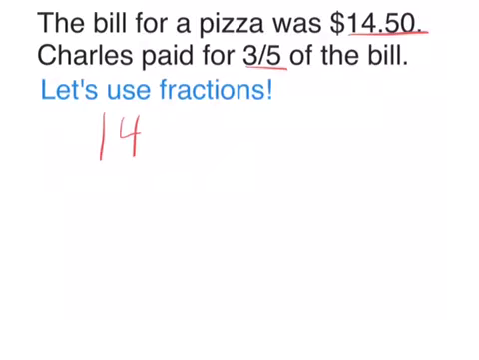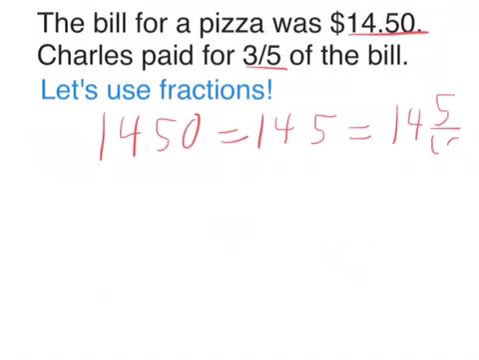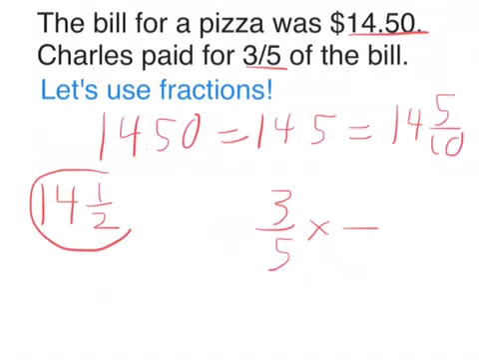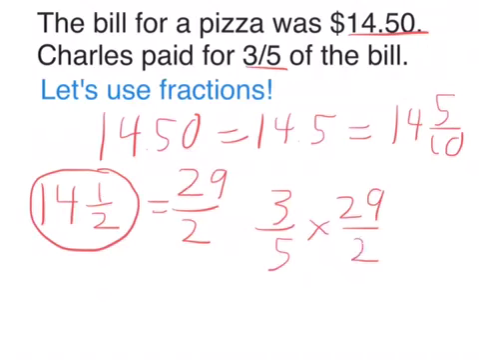So 14.50 equals 14.5, which equals 14 5/10. And we can simplify 14 5/10 to 14 1/2. Now, in order to multiply fractions, we're going to do 3/5 times something. We'll have to turn this into an improper fraction. So 14 1/2, we would multiply 2 times 14, which is 28. Add the 1 to get 29 halves. So there we are.